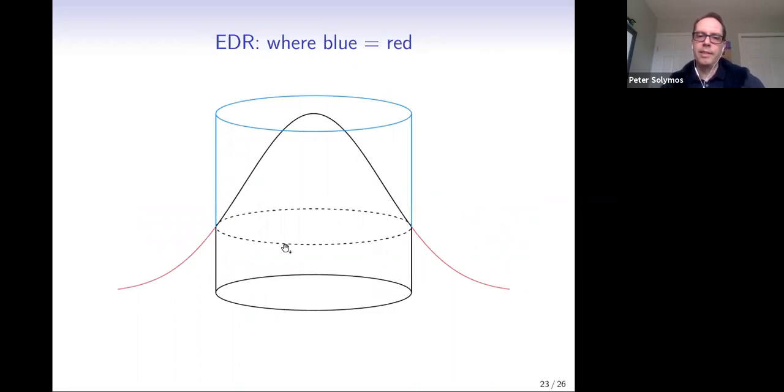EDR is the distance. So this is not R max that we know. This is whatever radius that EDR happens to be. EDR is the distance where the number of individuals counted outside of it equals the number of individuals missed inside of it. So where the blue, which is cylinder minus black, equals the red part.